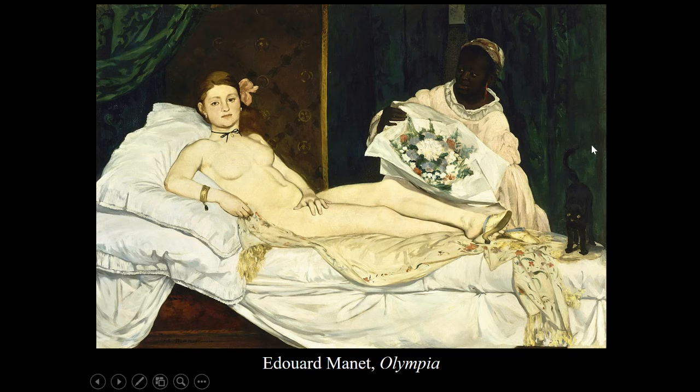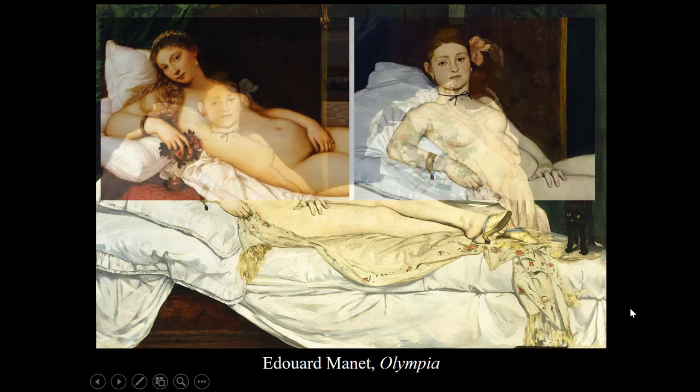Guys, don't forget the content details of the hissing cat, who was obviously alerted to our presence as someone who was not known to Victorine, the subject of the piece. The flowers that are here probably have come from her last suitor. And so we have a lot of details here that make us fully aware that this is not the Venus of the Venus of Urbino, but this is an Olympia of a contemporary piece.